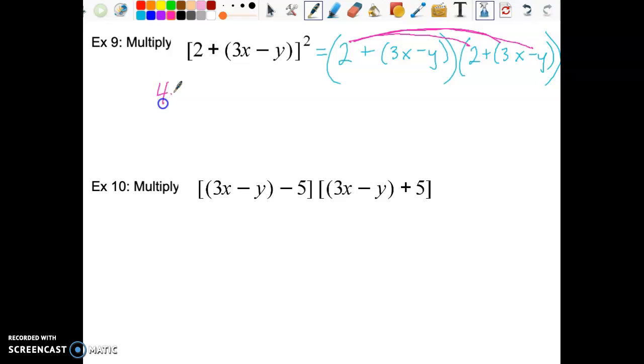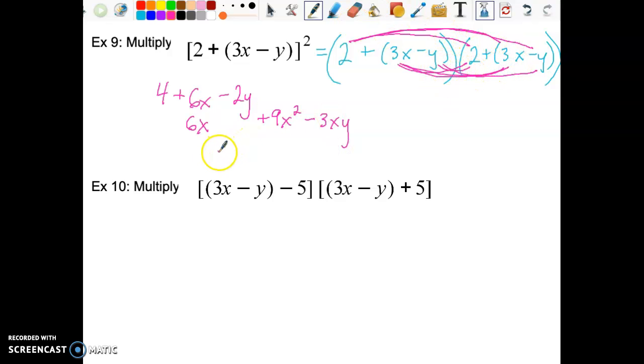So we're looking at 4 plus 6x minus 2y. But then distribute this 3x to everything. So I'm looking at another 6x. And then, let's see, plus 9x squared. Trying to line up like terms, that's what I'm doing. And then minus 3xy. And now distribute this negative y to everything. So I have another minus 2y. And then minus 3xy. And negative y times y is y squared.